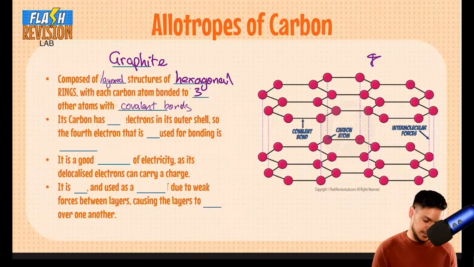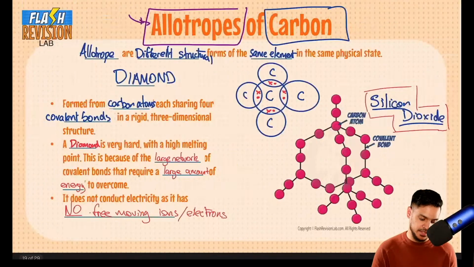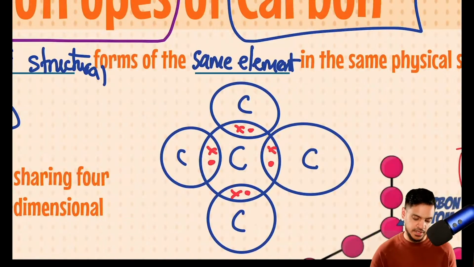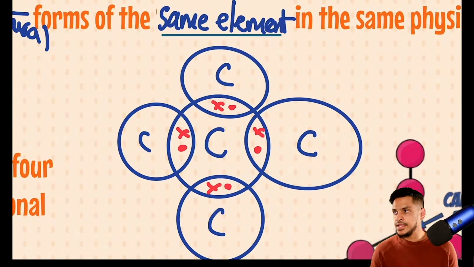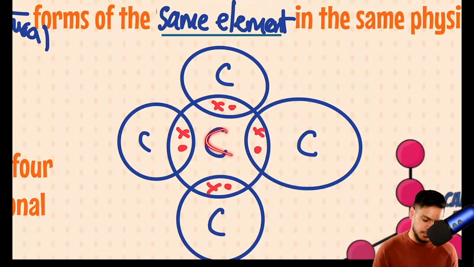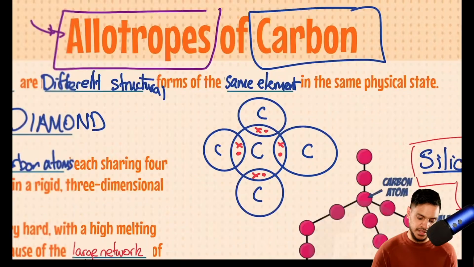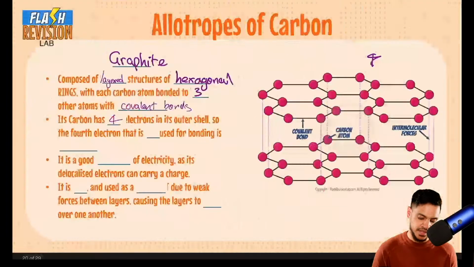Carbon has 4 electrons on its outer shell, so the 4th electron is not used for bonding. Let me explain what this means. Remember I said I'll come back to this diagram. In diamond, each carbon is bonded to 4 other carbons. That's how we get this tetrahedral structure.